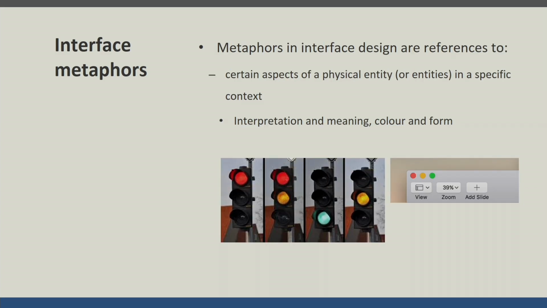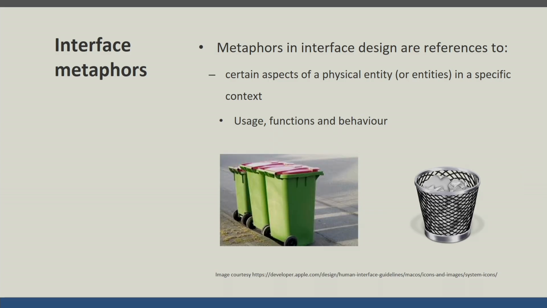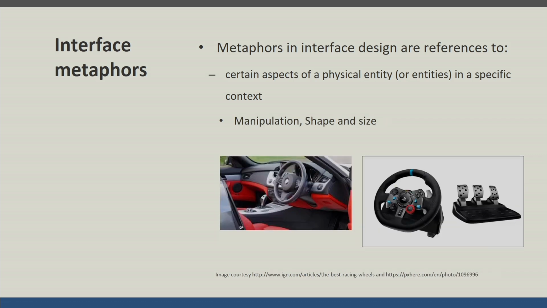Let us look at the examples once again. The familiarity of a traffic signal is brought back into interface design as three different colors suggesting three different messages. The familiarity of something like trash can in terms of usage, functions and behavior is brought back into interface design in the form of a trash can or recycle bin. And the familiarity of a car dashboard in terms of how you are going to manipulate it, what is its shape and size, what are the proportions, is brought back into interface design in terms of gaming console.